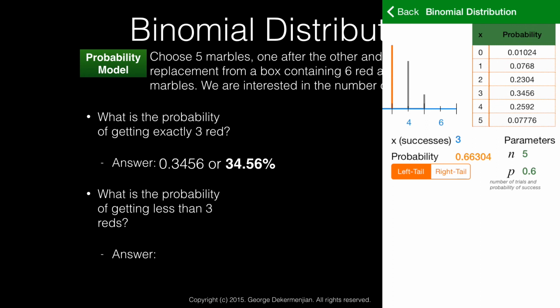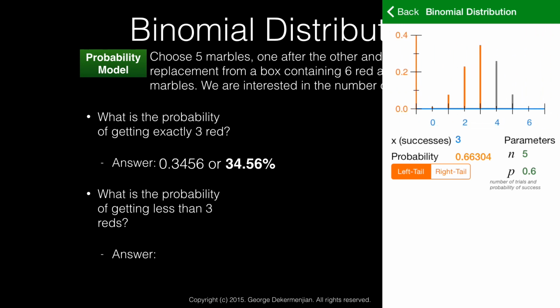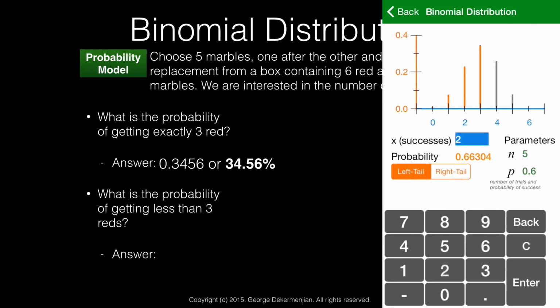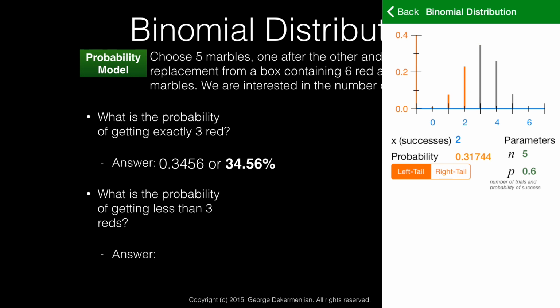And to answer the other problem, the probability of getting less than 3 reds, well, less than 3 means up to 2. So going back here, I'm going to tap for x successes and type 2, and make sure the left tail is selected. That means up to 2. The right tail gives me 2 or more, the left tail gives me 2 or less, and that's what I want. It looks like it's about 0.3174 or 31.74%.